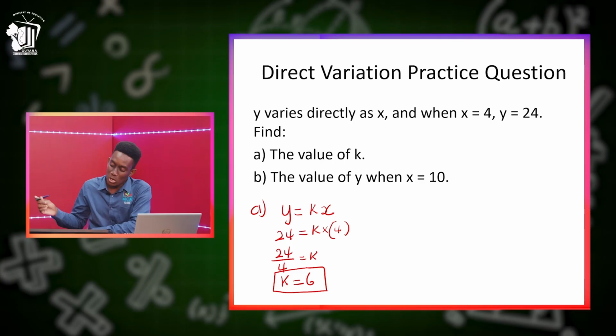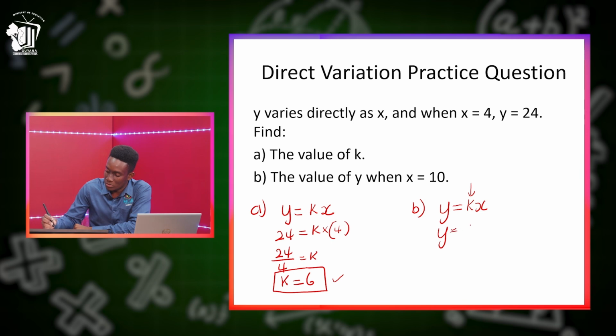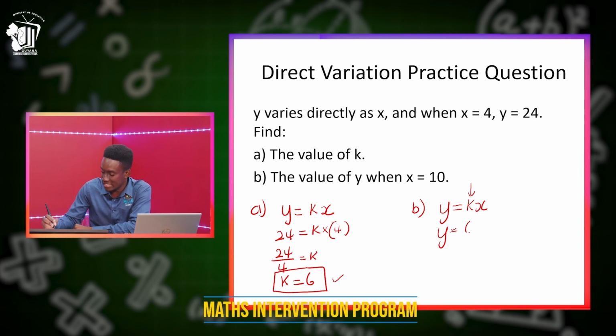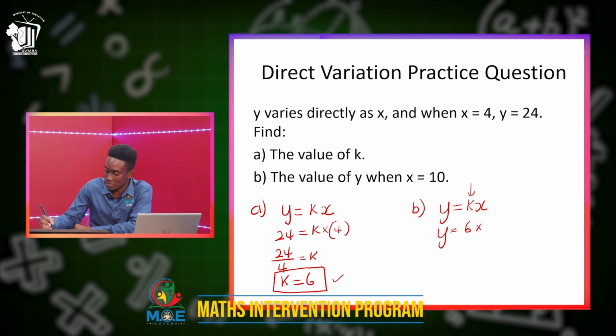So now they want us to find the value of y when x is equal to 10. So for part B, we use the same equation, y is equal to kx. We know that k is equal to 6, which we just found. They want us to find the value of y when x is equal to 10. So y will be equal to k, which is 6, multiplied by x, which is 10. So y is equal to 6 times 10, which is 60.